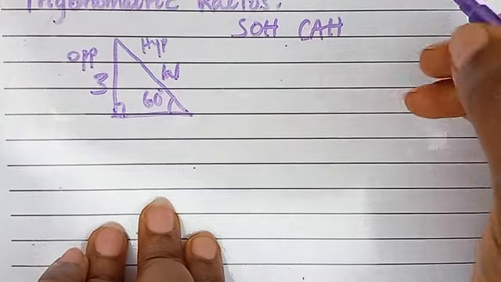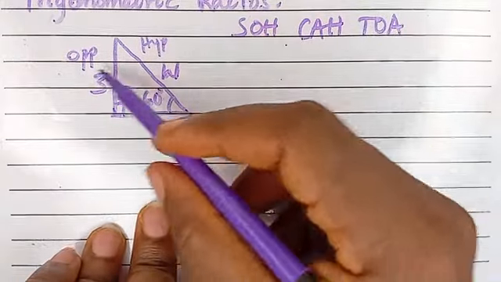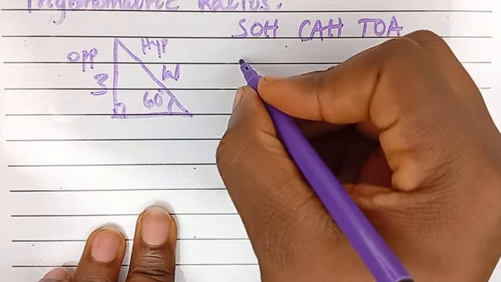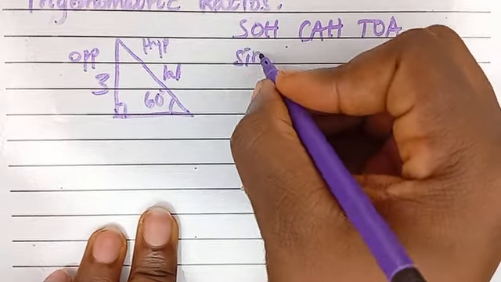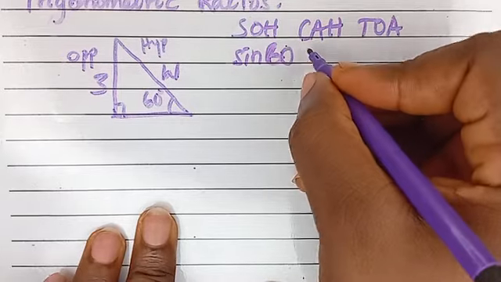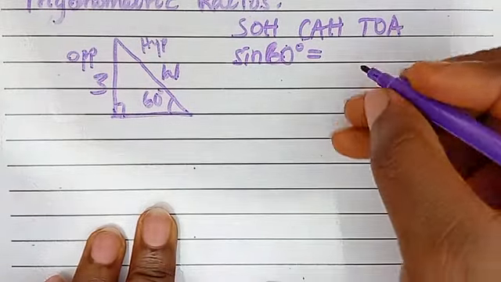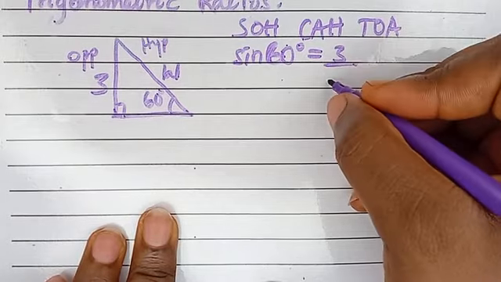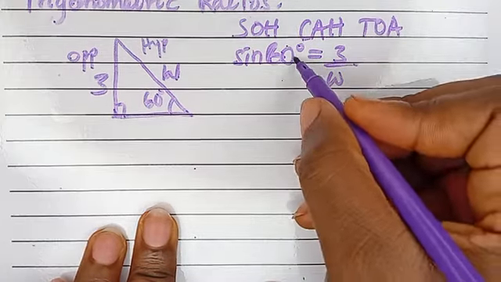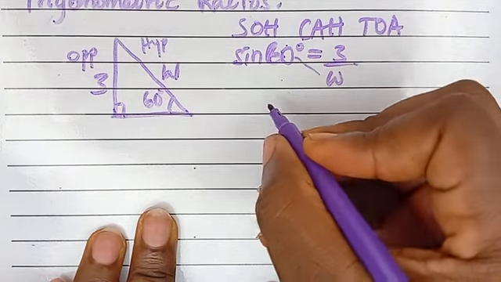So always write this out when you're solving triangles like this. We can see opposite and hypotenuse, and it is sine. So we are going to use sine. We are going to say that sine 60 degrees, which is the sine of the angle given to us, is equal to opposite, which is 3, over hypotenuse, which is W. Okay, we are going to cross multiply.